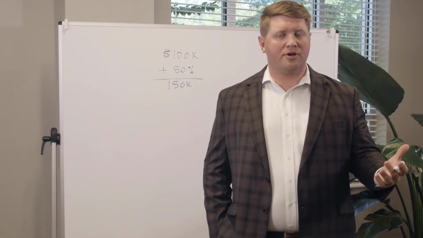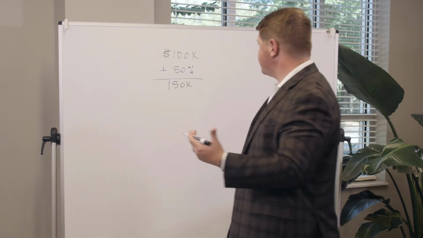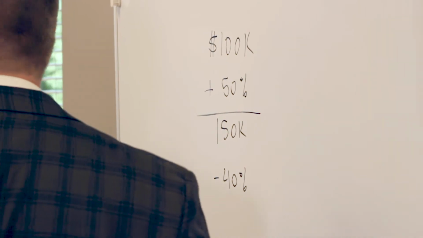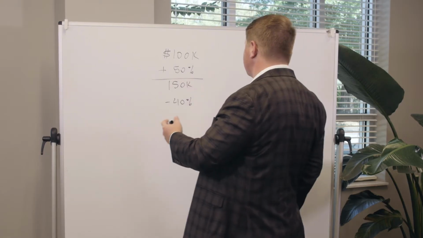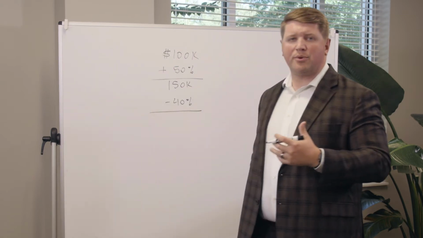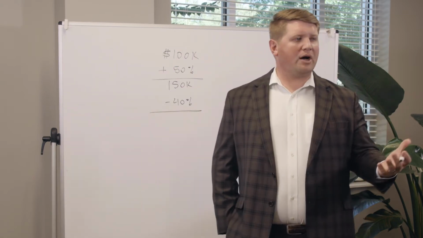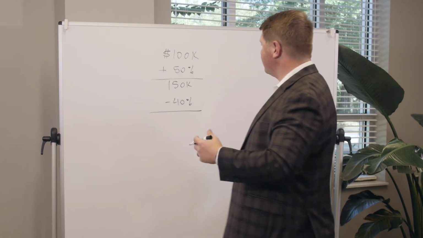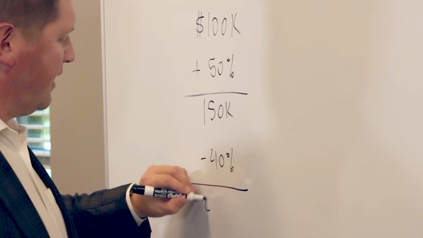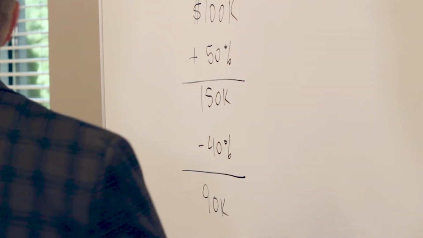year is not so good in the market and the account loses 40%. So if you've got something volatile enough to make 50%, chances are it could probably lose 40%. And so looking at this, most people would look at these numbers and say, well, I'm still positive 10%. However, if you lose 40% of $150,000, your account value is actually $90,000.